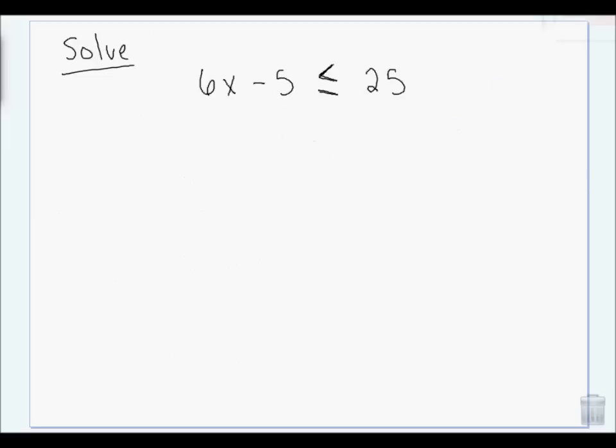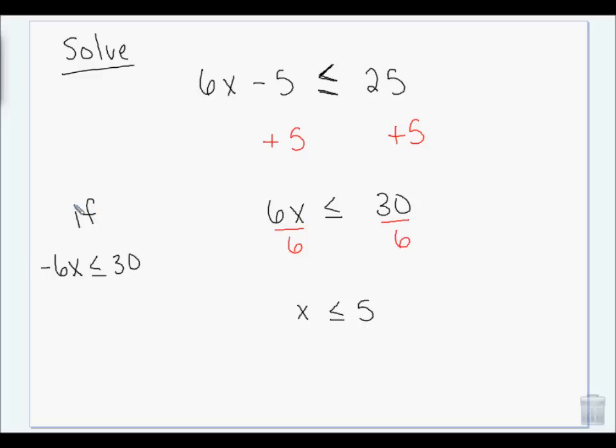Okay, if we're going to solve an inequality, you solve it the same way you would an equation. Add 5 to both sides. I get 6x is less than or equal to 30. Divide both sides by 6, and I'm going to get x is less than or equal to 5. The only thing that would be different is if, let's say, the 6 was negative, and I divided both sides by a negative, then you flip that. Okay? So if you divide by a positive, you keep everything the same. If you divide by a negative or multiply by a negative, you flip the inequality.